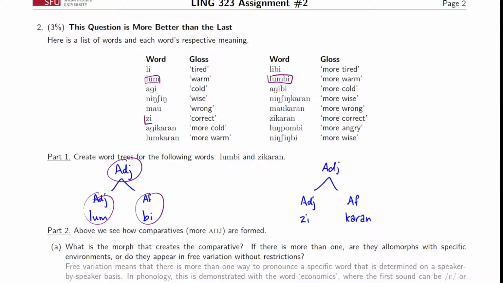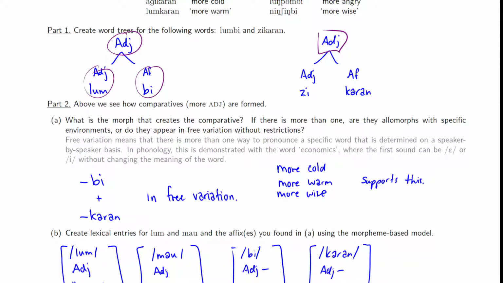We see z here is correct. So zikaran is more correct. Karan would be an affix that attaches to z, the adjective, to form a new adjective. Now, these 2 examples together show a different suffix, either b or karan, for making the comparative form. So the next question asks, what is it? Okay, so it's b and karan.